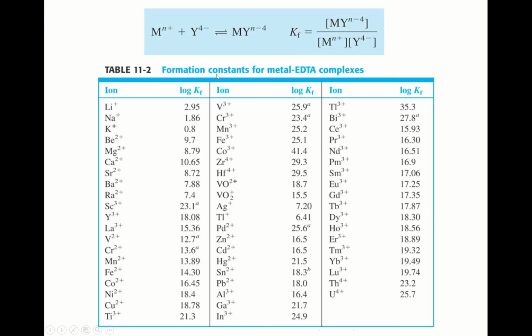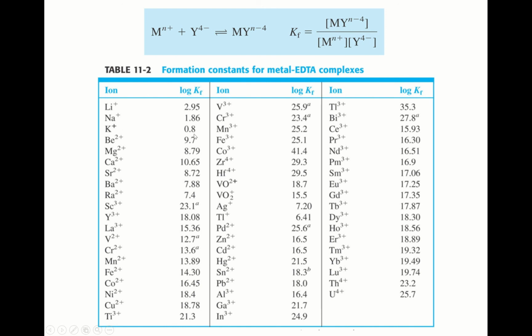That's what I was confused about when I was like you a long time ago. This table shows the log Kf value for this equation. This is called the formation constant. For lithium, log Kf is 2.95, almost 3, so Kf is almost 1,000. For the sodium ion, Kf is 10 to the 1.86, and the potassium ion is even smaller.